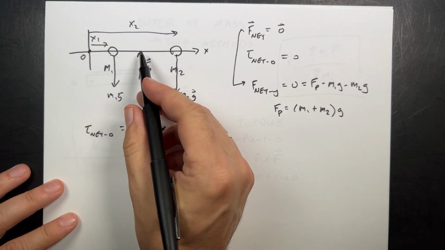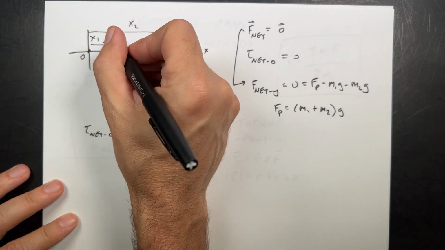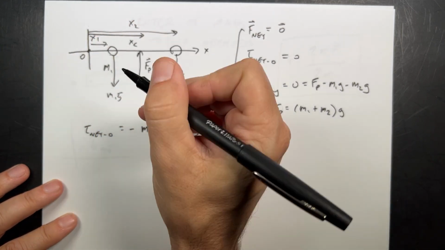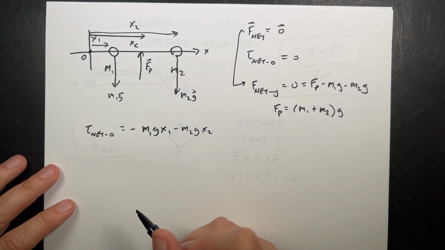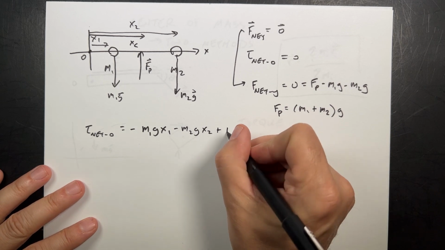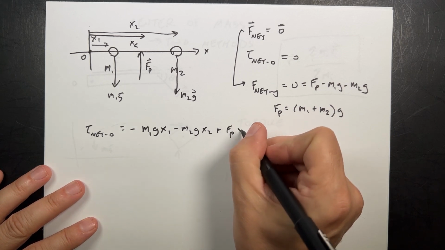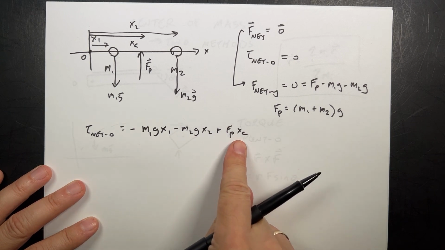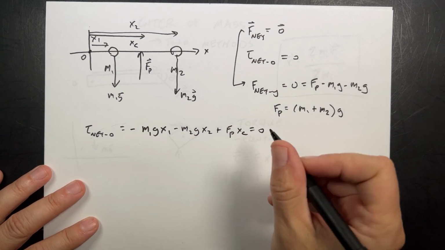And now, where is this force going to be? I'm going to call this xc for the center of mass, and we'll use that in a second. And then that is going to have a positive torque, plus Fp xc. So torque, torque, torque, add those up, have to be equal to 0.